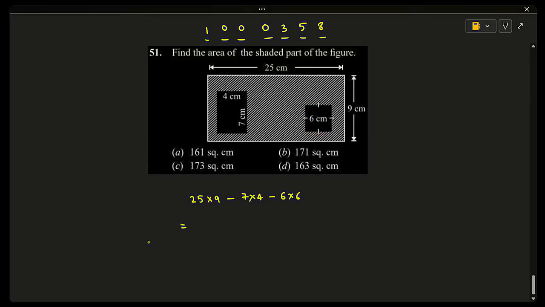So do this simplification. 25 into 9, 225. 7 fours are 28, 6 sixes are 36. So if you simplify this, 28 and 36, sum will be 64, and 225 minus 64 will be 161. That is option A, 161 square centimeters.